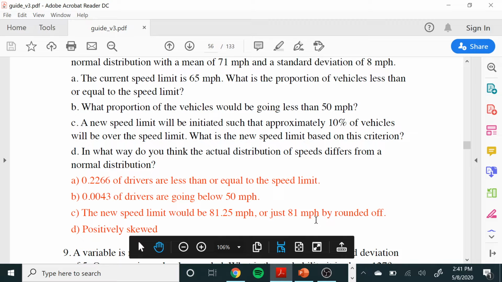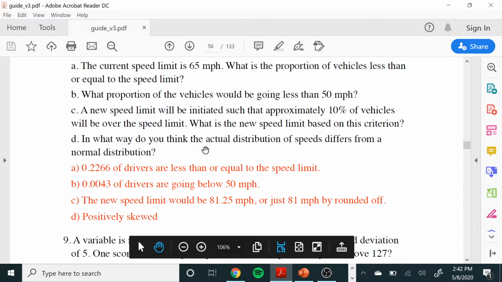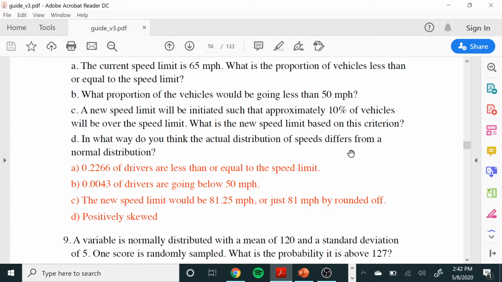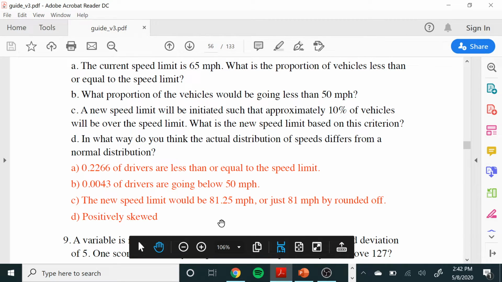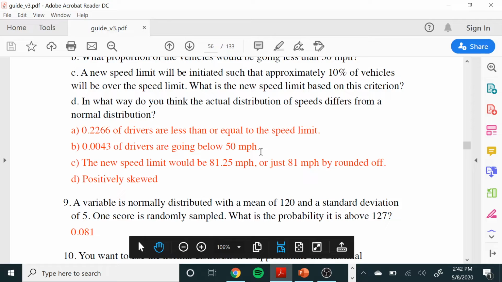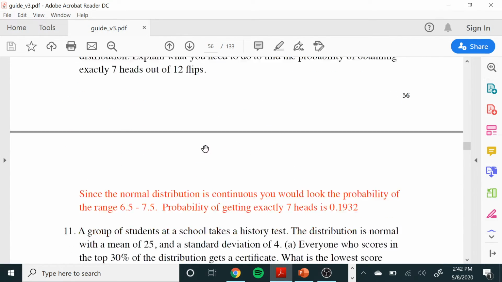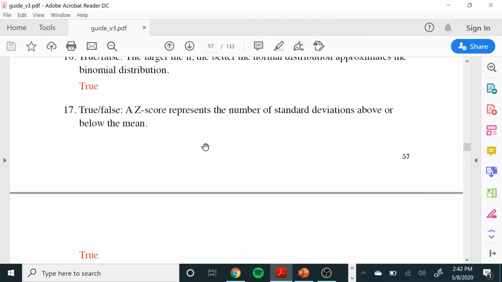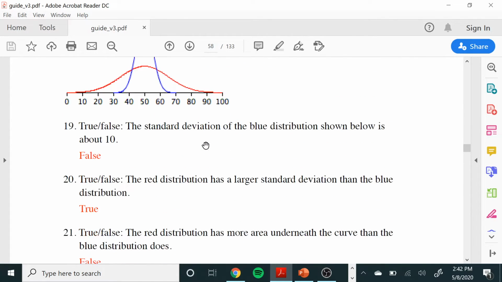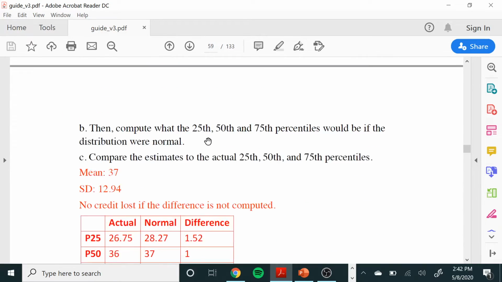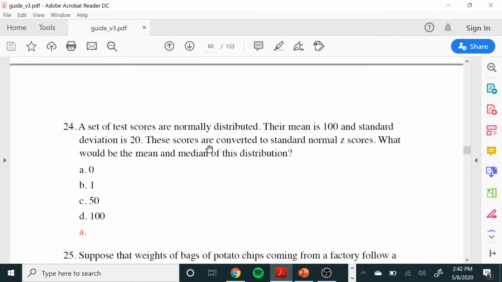Okay, let's see what D says here. In what way do you think the actual distribution of speeds differ from a normal distribution? Well, there's really no way to answer that. I mean, it's more like an opinion thing, I suppose. So there's really no correct answer for D. All right. Okay, now we'll take a look at 25. So this is the one I warned you about. This is the one where you're going to definitely need to use the standard normal distribution. So let's take a gander at this one first.